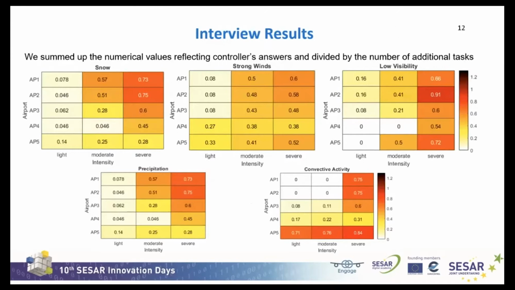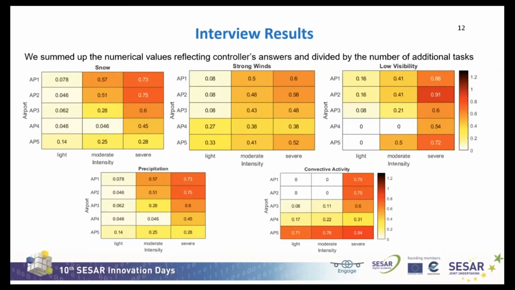We sum up the numerical values reflecting controllers' answers and divide them by the total number of additional tasks to obtain these impact tables for each of our snow phenomena on our airports. For example, in the snow table, we can see that for airport 1, located in the north, the impact of moderate intensity of the snow has quite a high number, while for the southern airport 5, even severe snow doesn't cause that much of a trouble, which can be explained differently.